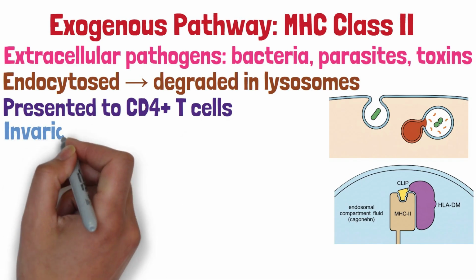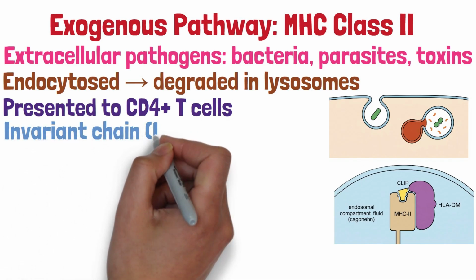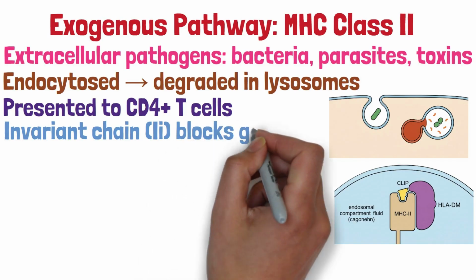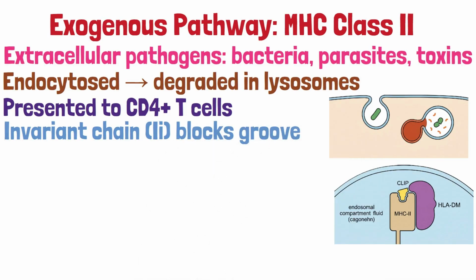Here's where it gets specific. A molecule called the invariant chain, or Ii, associates with newly made MHC-II in the ER and physically blocks the peptide groove, which is what routes the whole complex into the endosomal system.